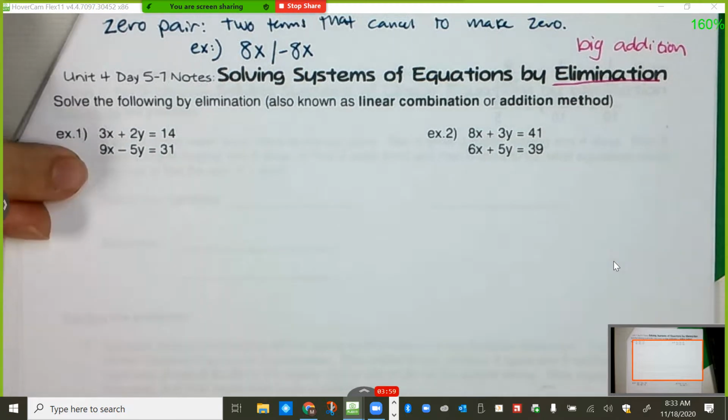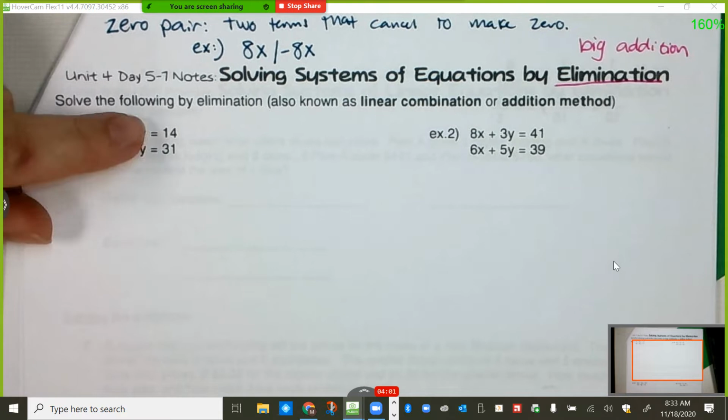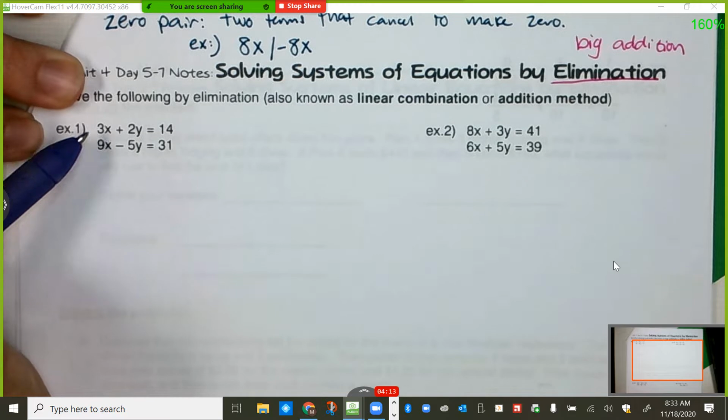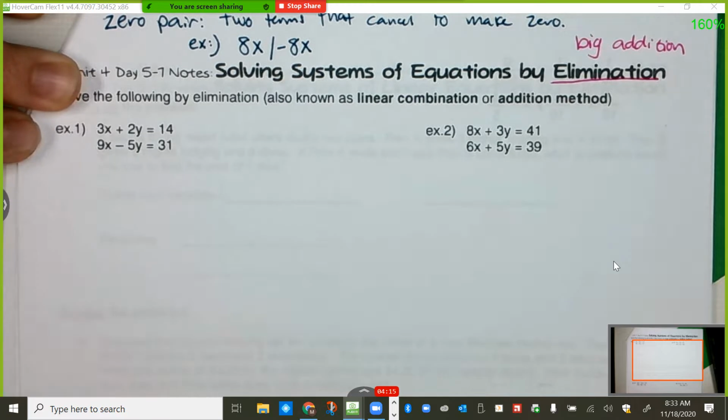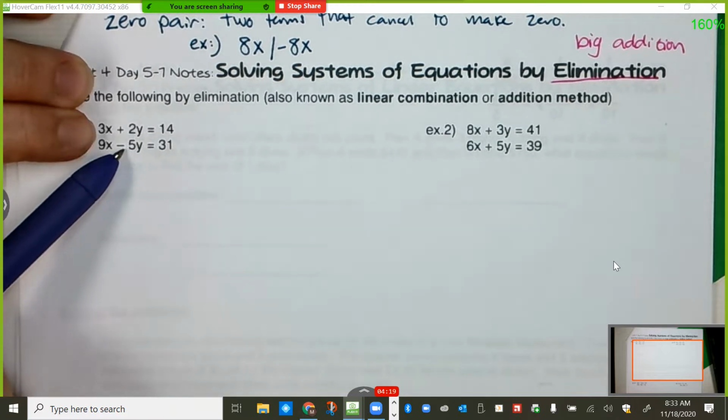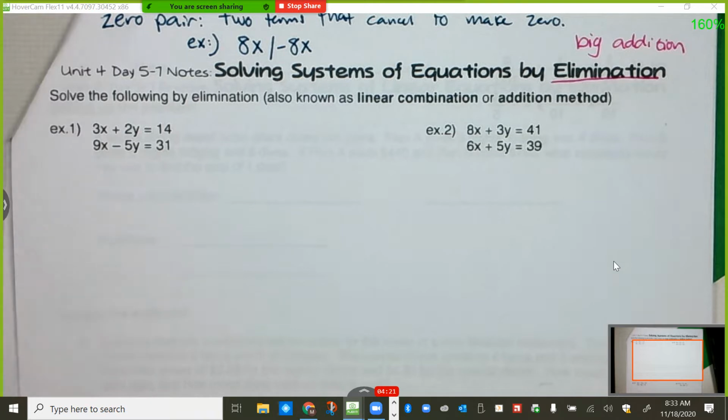You want either your x's or y's to be a zero pair. Are either of those zero pairs yet? No, so we can make them become zero pairs. This is how you want to think about it. Can 3 turn into 9? So right away we know x's would be an easy one. But can 2 turn into 5? No, so we don't want to do y's, because if we do y's, we have to multiply both equations, and that's more work than we want to do.